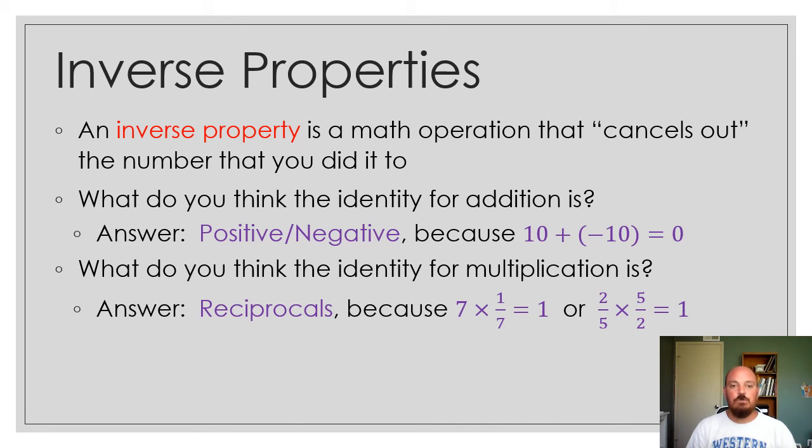So those are your inverse properties for adding and multiplying. Adding is the same number, 1 positive, 1 negative. That'll give you a 0. And multiplying is multiplying by a reciprocal, which gives you a 1. So when we say cancel out, it depends on what you're doing. Canceling when you're adding gives you 0. Canceling when you're multiplying gives you 1. It's a little bit different.